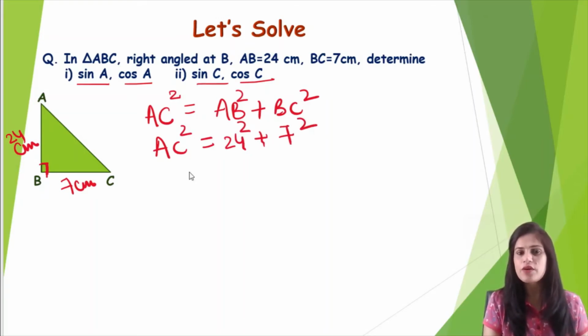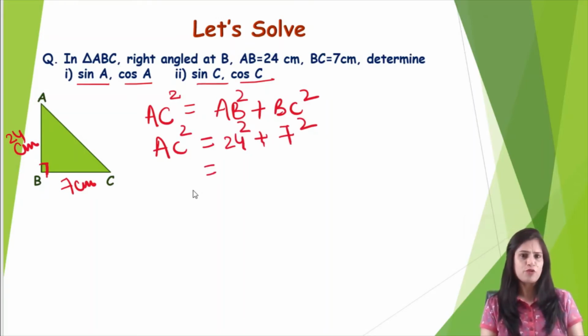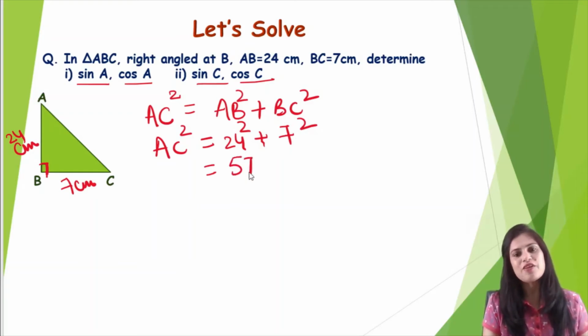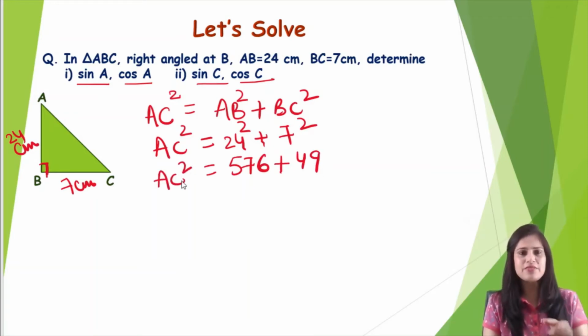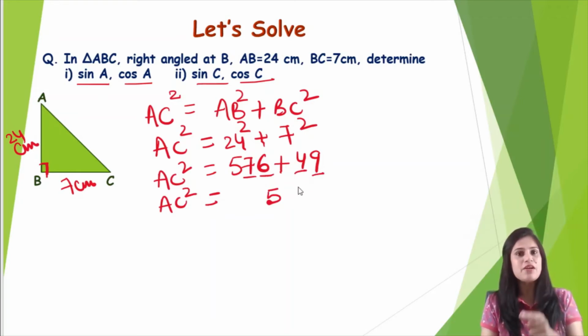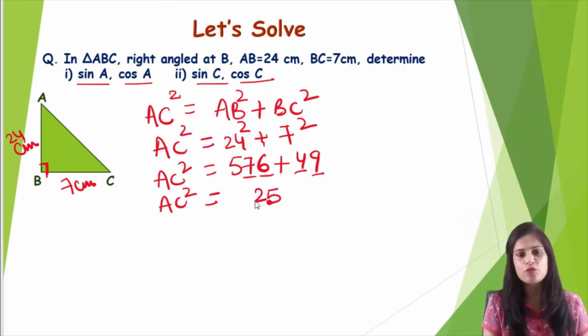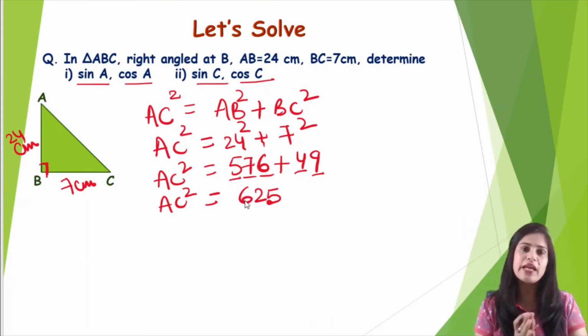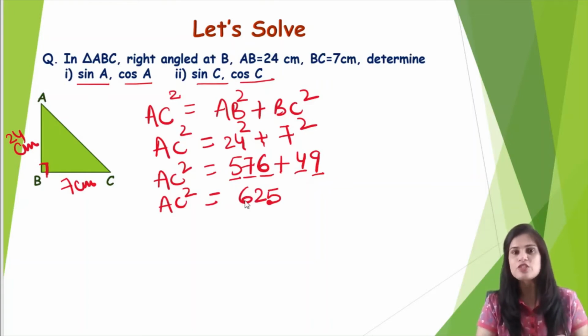So AC square can be calculated by putting the value of AB, that is 24 square, plus BC square, means 7 square. How much is the value of 24 square? That is 576, and 7 square is 49. Let's add 576 and 49. How much is the sum? 6 plus 9 is 15. We will write 5. 7 plus 4 is 11, and 1 is 12. We will write 2. And 5 and 1 is 6. So here we have got AC square as 625.